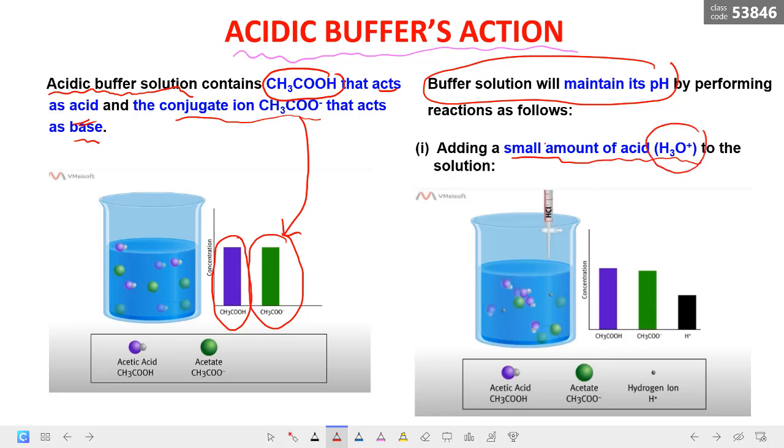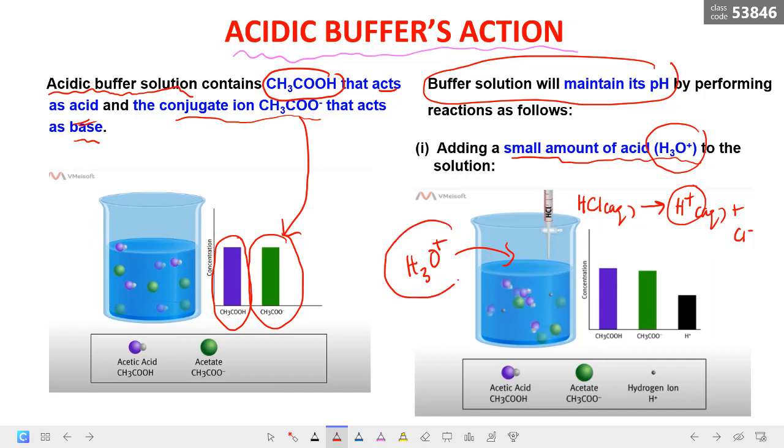So macam mana buffer solution tu nak maintain its pH? Okay, jadi katakanlah saya tambahkan HCl. Saya gunakan hydrochloric acid, okay, sebagai contoh untuk strong acid. Jadi kita tahu bahawa strong acid dissociates completely. Okay, jadi saya gunakan contoh HCl inilah. So saya wakilkan strong acid itu sebagai H+ ataupun boleh H3O+. Jadi sekarang ni I'm adding the hydronium ion which is come from HCl.